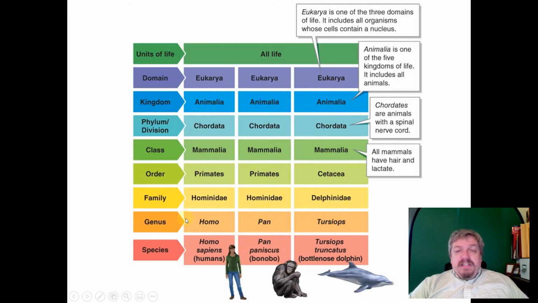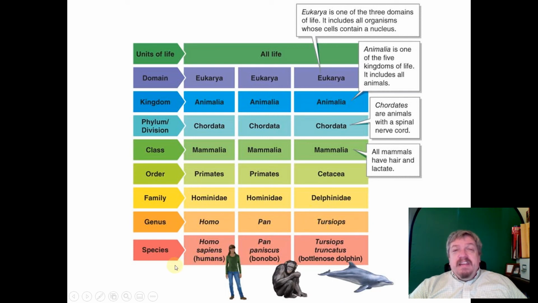And then we get into the genus, and this is a much more narrow thing. And here we have Homo, and here we have Pan. And animals that are Homo, we're the only species left. There used to be more, like Neanderthals. But if you're in the genus Homo, you are a hominine that walks upright, only on two legs. Whereas chimpanzees only do that once in a great while, so they are Pan. And then here we have Tursiops, which is a different type of family.